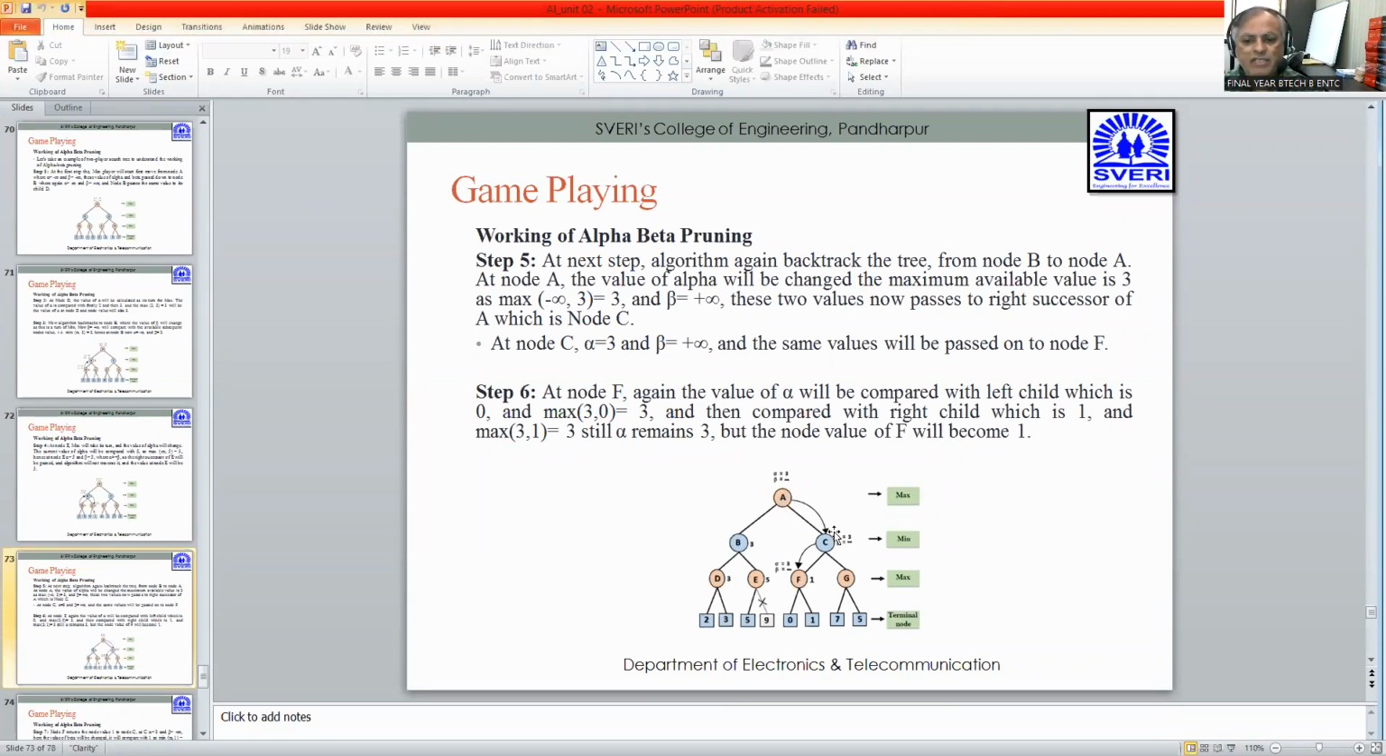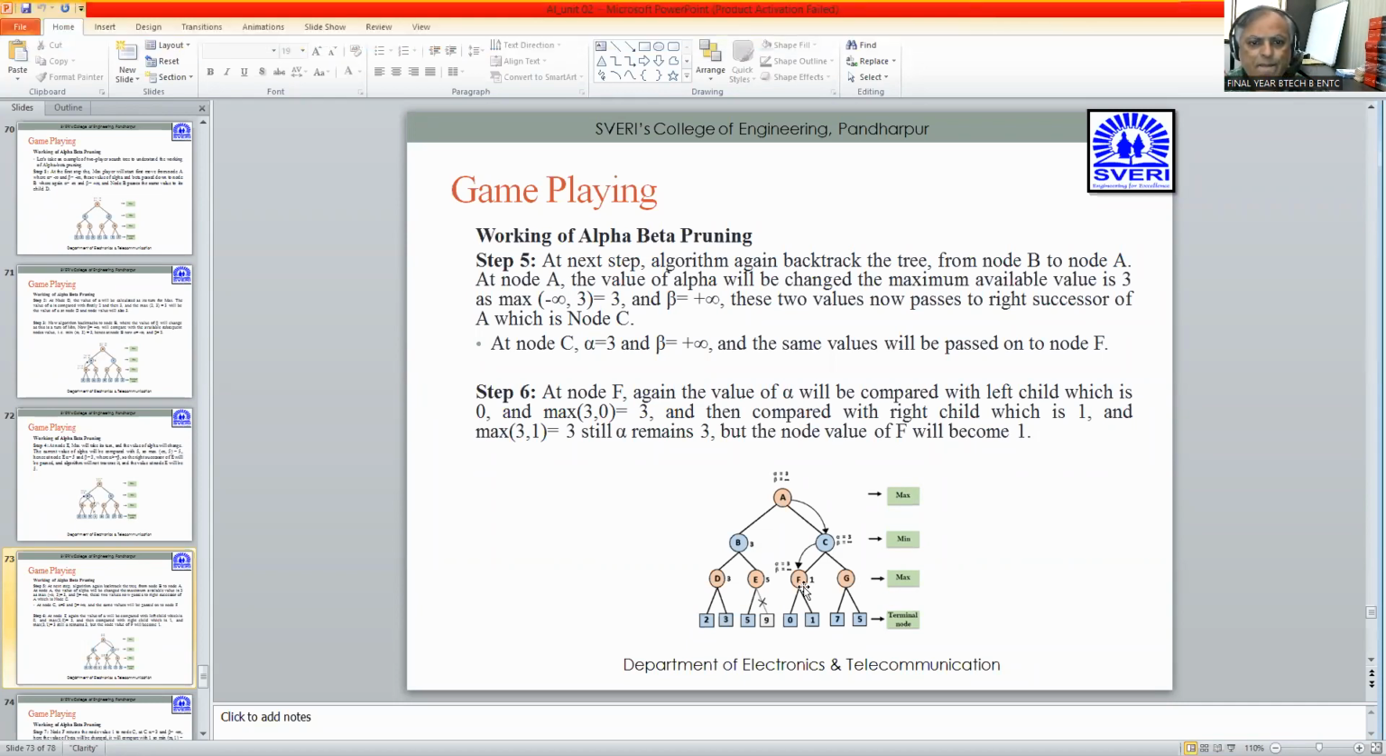अभी यहां से वो जाएगा सी को. सो यहाँ मिनिमम है, सो मिनिमम के वक्त क्या हो जाएगा, अभी इधर अल्फा यहां से 3 इसको पास हो जाएगा, बराबर. अल्फा सक्सेसर है ना. So at node C alpha will be equal to 3 and beta will be equal to infinity. Now what will happen, the same value will be passed on to F. So the same thing will be passed C to F. Now इस केस में F कितना हो गया, 3, बराबर. At node F the value of alpha will be compared to the left child, which is equal to 0.